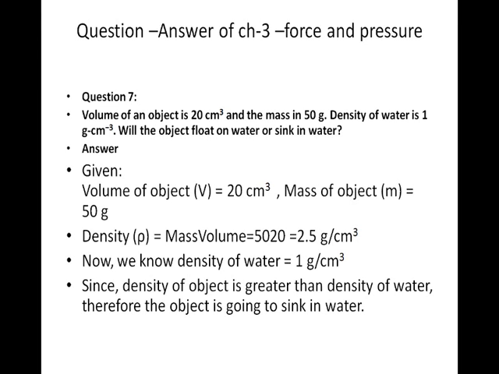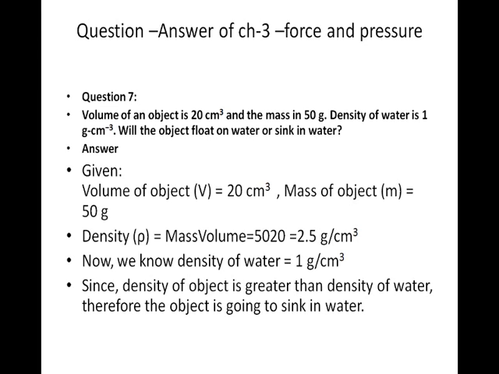Okay, so if we want to find out whether the object will float on the water or sink in the water, for that what will we require? We should know the density of the water. We already know. We have to find out the density of the object. Volume of the object is already given and the mass of the object is already given. So density is equal to mass by volume.